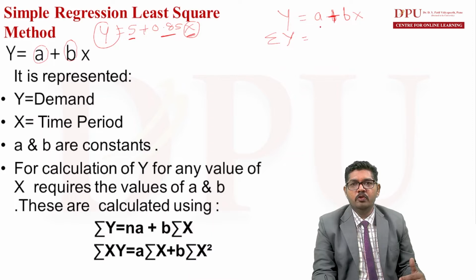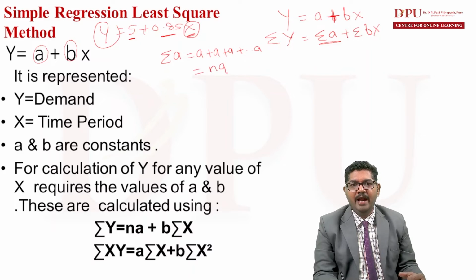Summation of y is equal to, now we have to apply summation on the right hand side also. So this will be equal to summation of a plus summation of bx. Now what is summation of a? Addition of a. So summation of a is equal to a plus a plus a plus up to a. So n number of times we have to add a to a itself. So this will be equal to na.